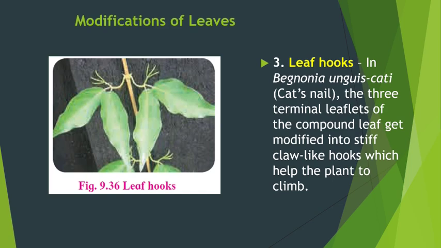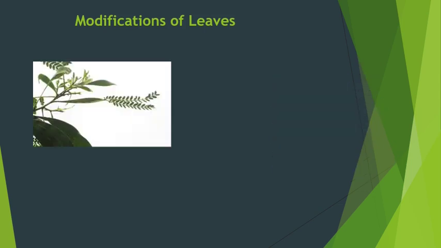In Bignonia unguis-cati, also called cat's claw, or vagnakhi in Marathi, the terminal three leaflets are modified to form hook-like structures, and they are stiff, claw-like structures. And of course, what is their function? They help the climber to climb. It will provide support, and the hooks will help the plant to climb on a support, either a wall or a large tree trunk or anything. They are like the claws of a cat.